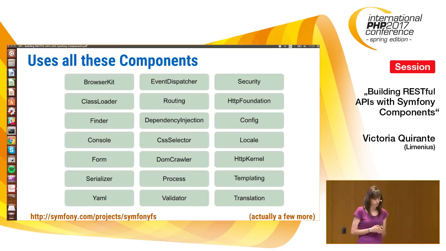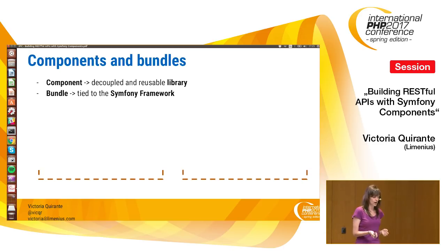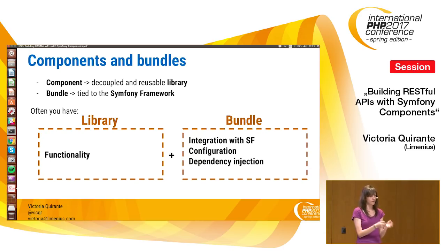The whole framework uses all these components and some others. A component, as you know, is a library that can be used somewhere else, but we also have in Symfony bundles. Bundles are tied to the framework, okay? And usually it's very common to have a library, which is the one that has the functionality, and the bundle, which is configuring it, integrating it with the framework. So what we are going to see are a few of these bundles. Of course, useful for building APIs.